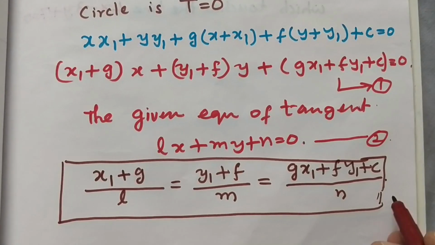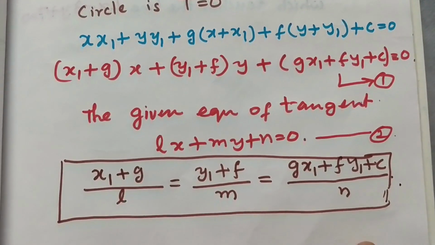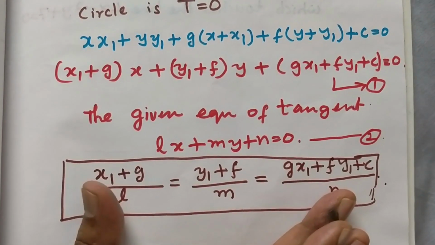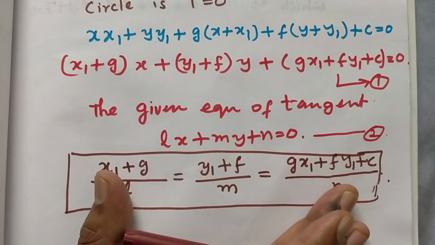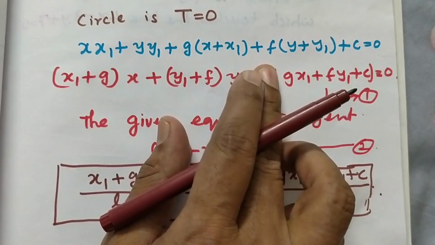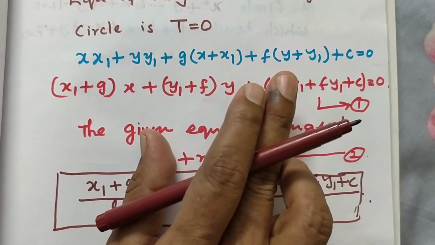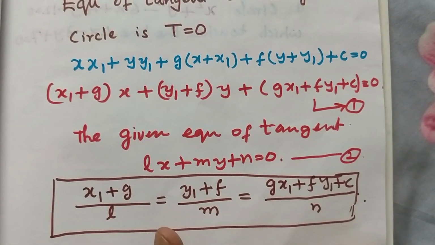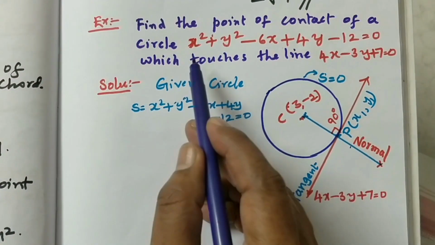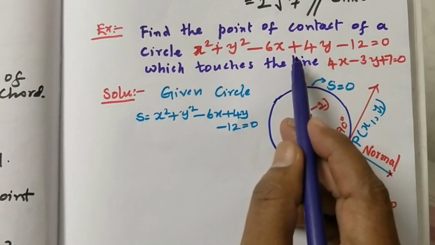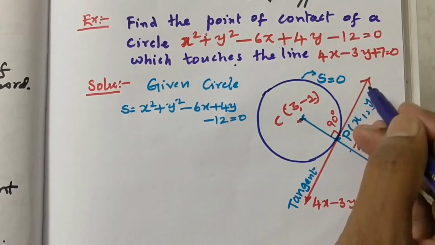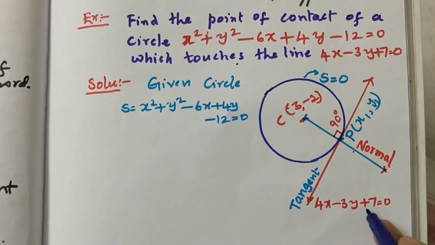This is one method. Then the other method, what I say, is find the equation of normal and it intersects the equation of tangent. So solve those two equations, you get the answer. See this example. Find the point of contact of a circle x square plus y square minus 6x plus 4y minus 12 is equal to 0, which touches the line 4x minus 3y plus 7 is equal to 0. This line is called the tangent.